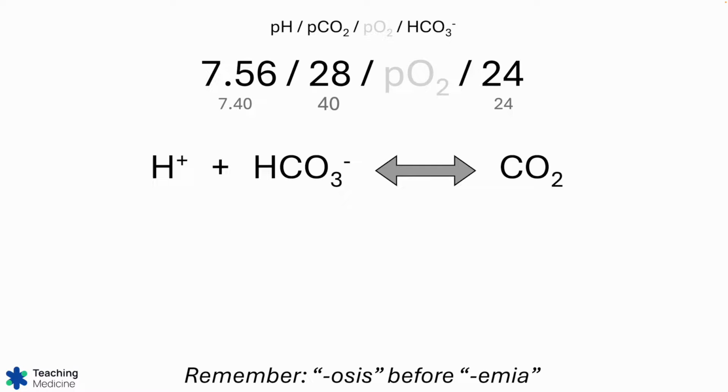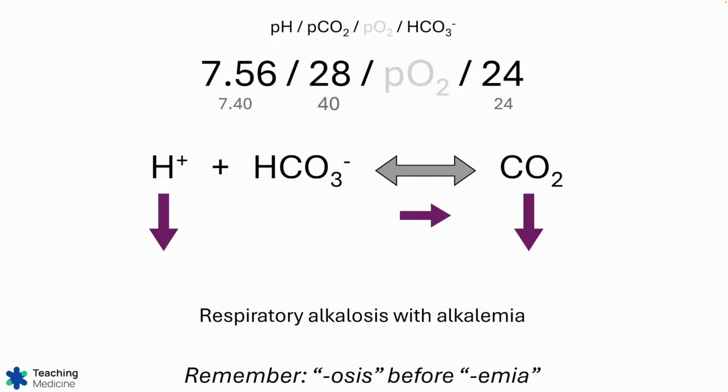Here's our third example, a pH of 7.56, a PCO2 of 28, and a bicarb of 24. We'll analyze the CO2 first. 28 is obviously less than 40, so the PCO2 is down. This creates a little bit of a vacuum on the right side, so the equation will shift to the right. This will consume hydrogen. The hydrogen ion concentration will be down, which gives us an alkalosis process. And because CO2 is what is driving this process, we're going to say this is a respiratory alkalosis with alkalemia.